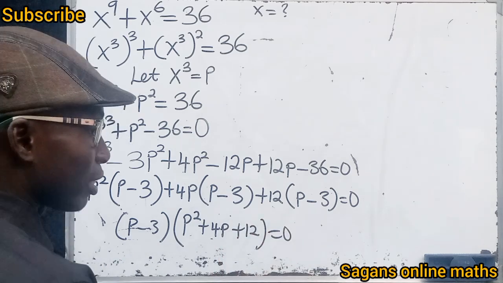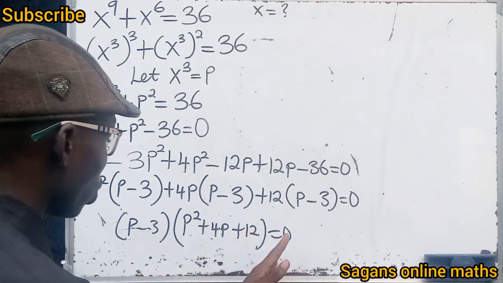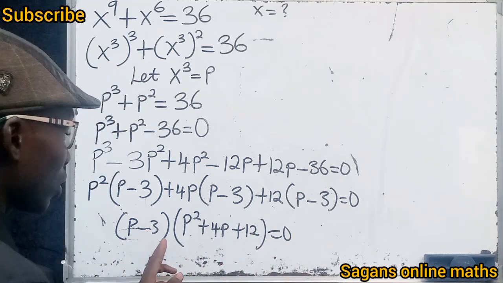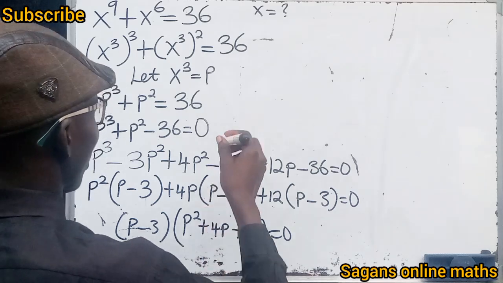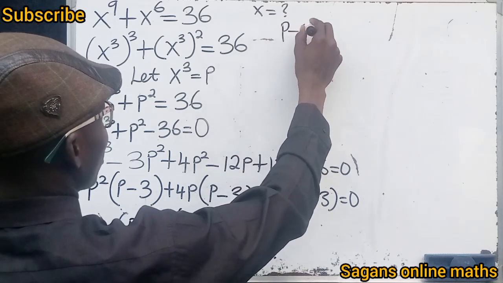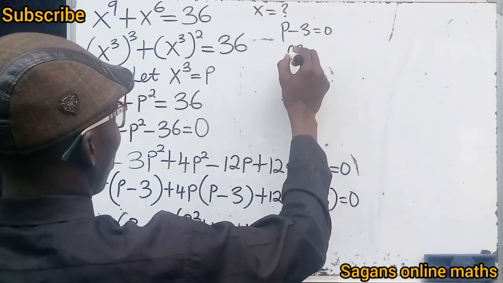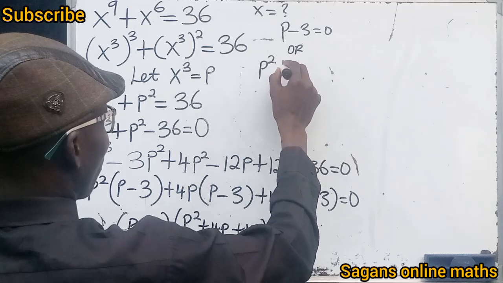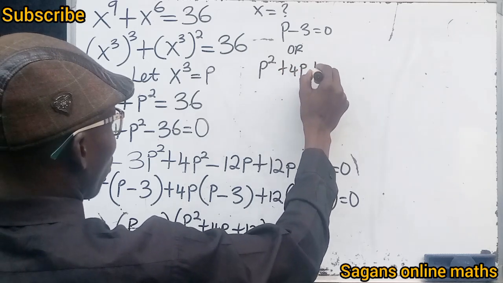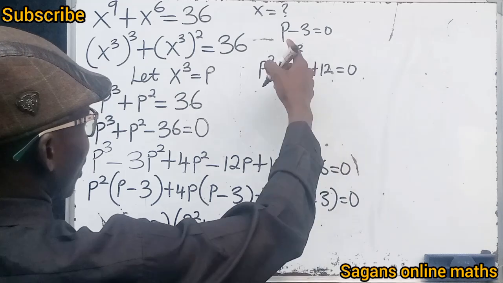Now let's solve it respectively. Remember that when the product of two terms is equal to 0, it means that one of the parentheses is equal to 0, or both of them are equal to 0. So now p minus 3 is equal to 0, or p raised to the power of 2 plus 4p plus 12 is equal to 0. This is a quadratic equation. This is a linear equation.